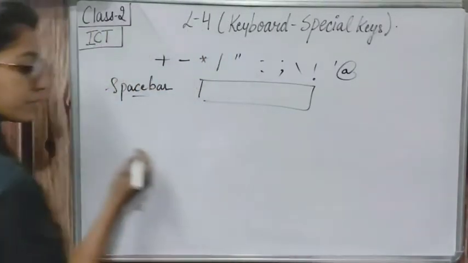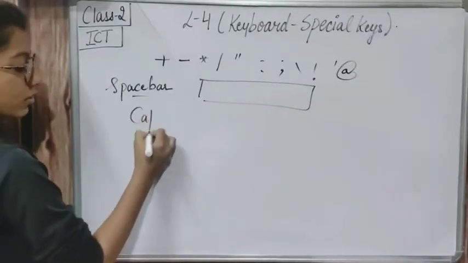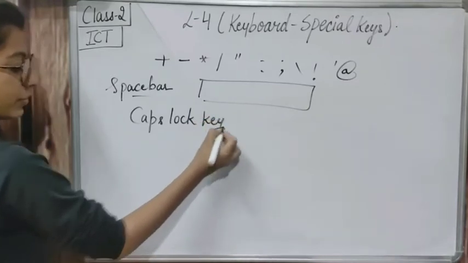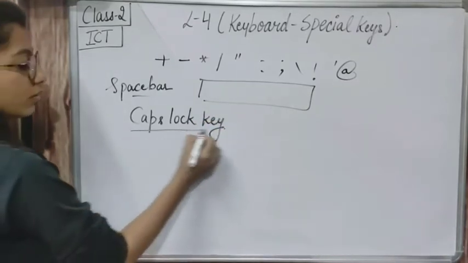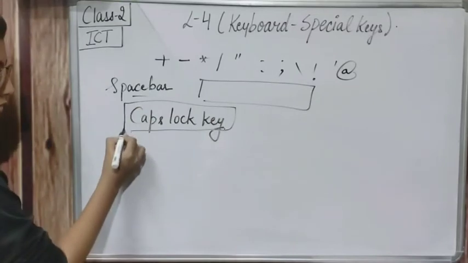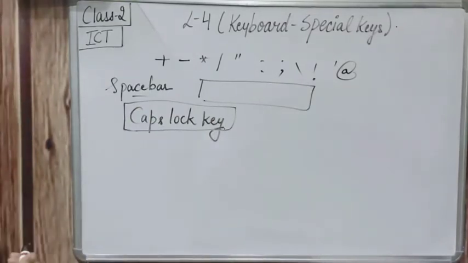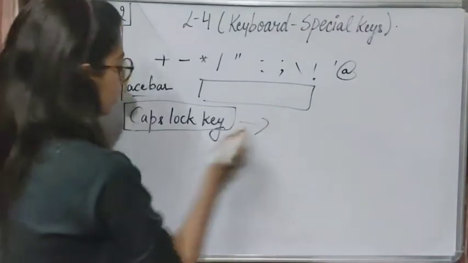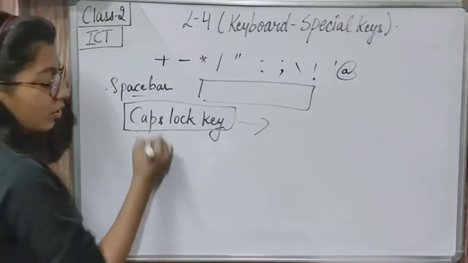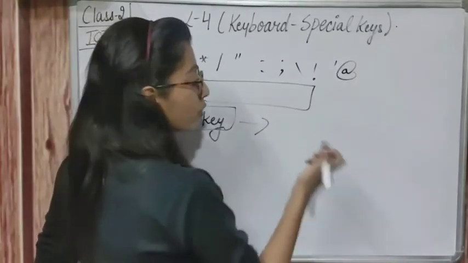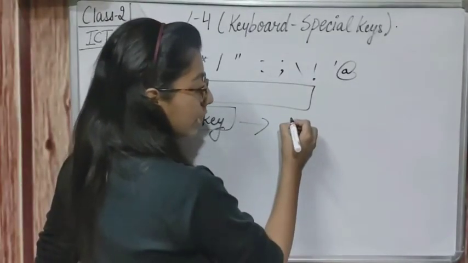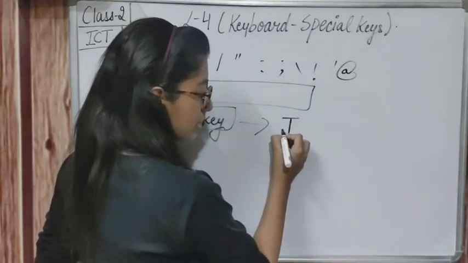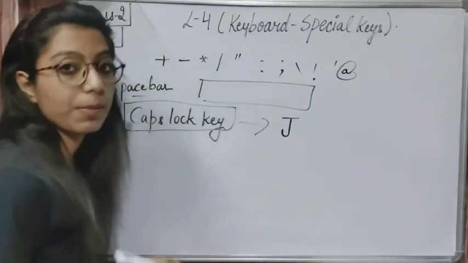Then there is caps lock key. What is the work of caps lock key? Caps lock key is used to type letters in capital. अगर आपको cap means capital. Okay, अगर आपको capital में कोई word लिखना है, like I want to write Jia. So Jia's first letter, that J should be capital, right?